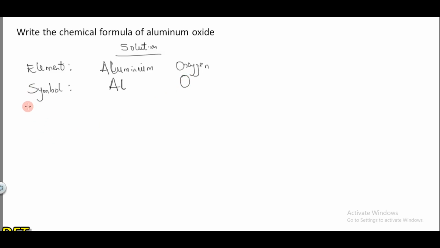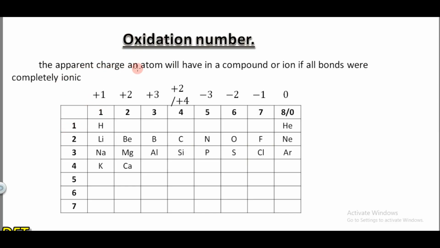Then the next step is to write out the oxidation number. And like I said before, oxidation number is the apparent charge an atom has in a compound or ion if all bonds were completely ionic. So that charge that an atom will have in a compound is referred to as the oxidation number.